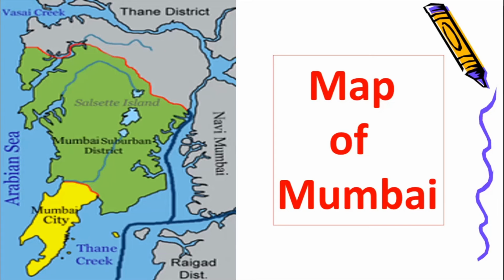So see, this is the map of Mumbai. Okay, in this you can see the Mumbai suburban district and Mumbai city. All right, so many of us live in Mumbai city, and there is a red color border you can see here, which is separating Mumbai city from the Mumbai suburban district. And then you have a red border here again, which is separating Mumbai from Thane district. Okay, so this is a map of Mumbai. You will find a similar map in your textbook also. You can look at it for reference.